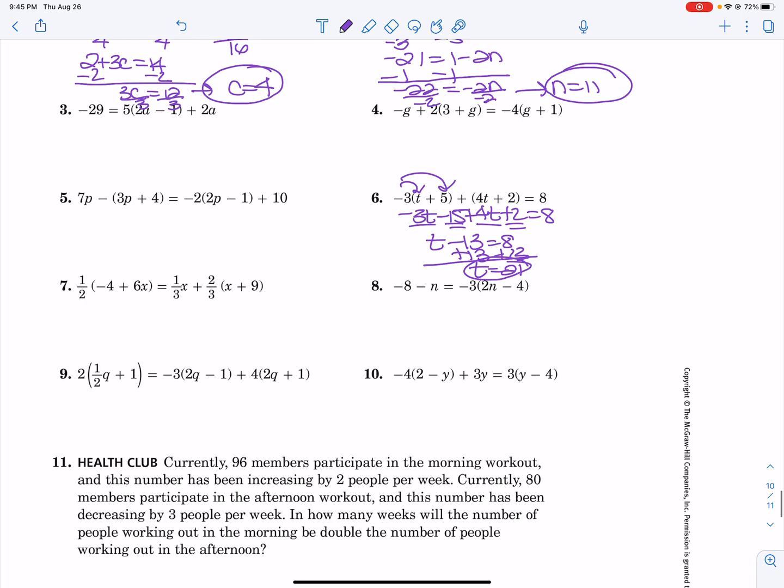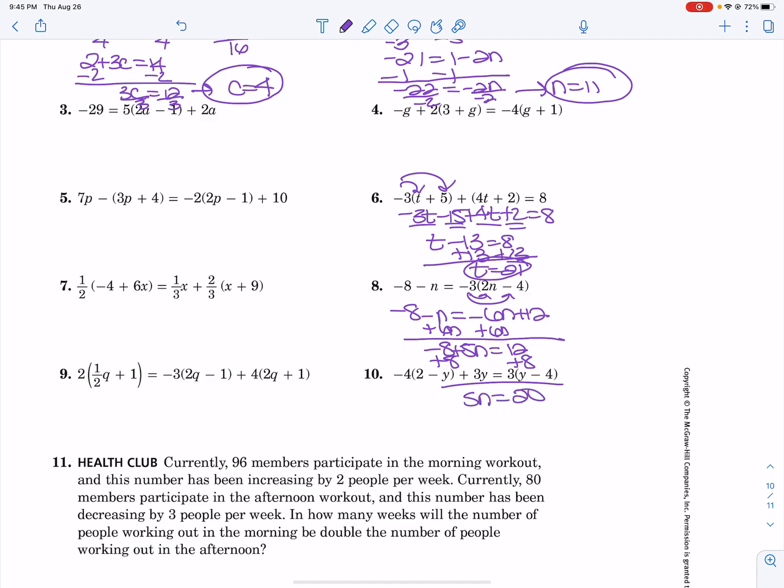And then last but not least, this last one here, I'm going to either distribute, just like I would show you here, or actually I have no choice but to distribute because there's an n on the other side. So I get negative 8 minus n is equal to negative 6n plus 12. Add 6n to both sides. Negative 8 plus 5n is equal to 12. I add 8 to both sides, so that you get 5n is equal to 20. Divide both sides by 5, and n is equal to 4. Okay?